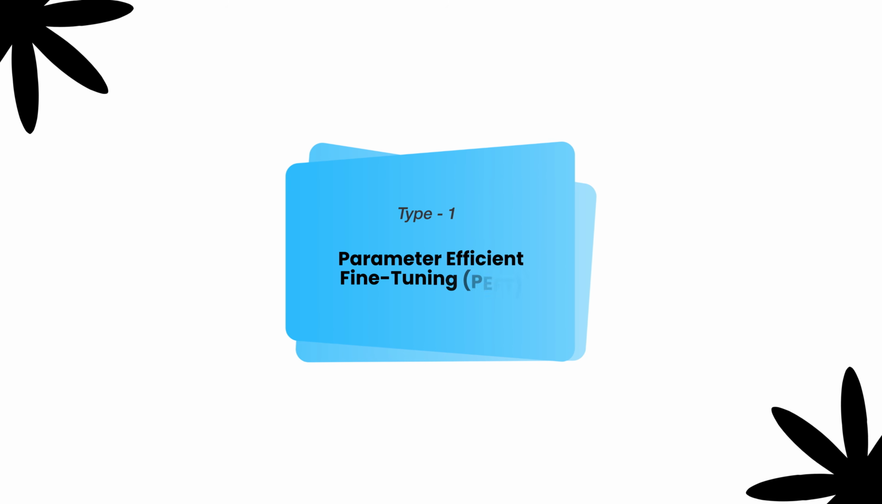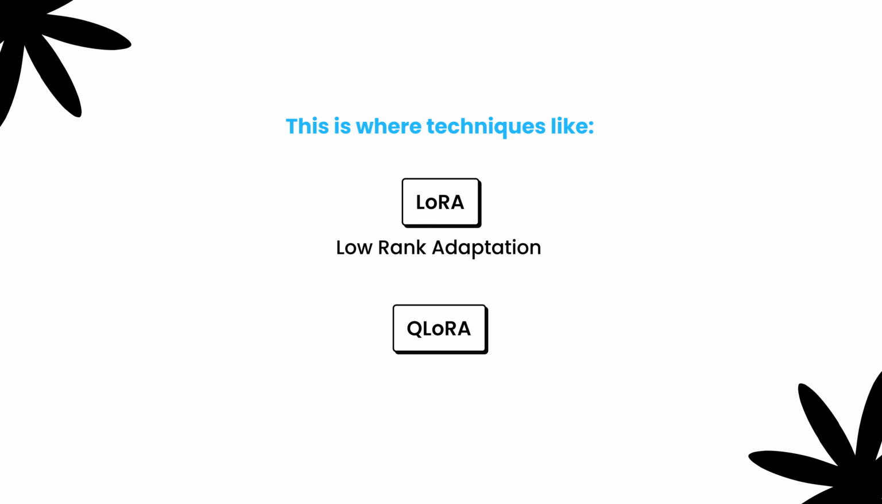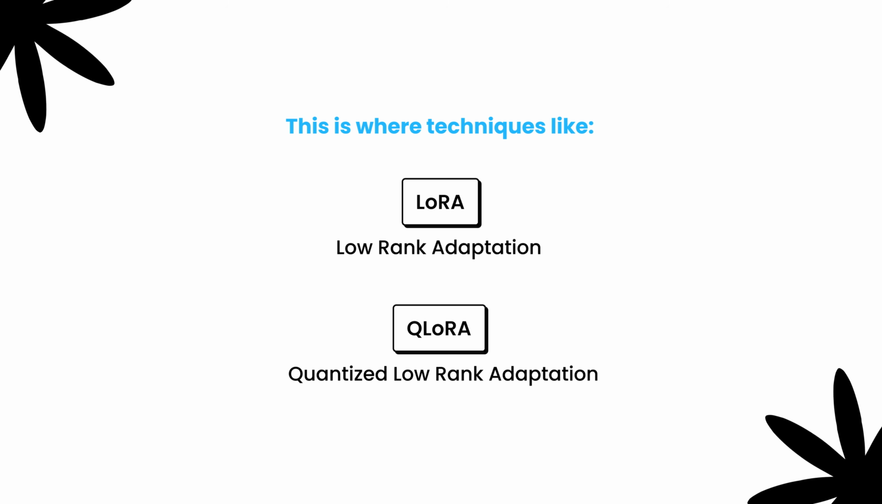Alright, now let's get into the actual types of fine-tuning because this is where most people get confused. The first big bucket is parameter efficient fine-tuning, or PEFT. This is where techniques like LoRA, or low rank adaptation, or QLoRA, which is quantized low rank adaptation, live. The idea behind PEFT is simple. Do I really need to update every single parameter in a 70 billion parameter model just to make it better at my task? The answer is usually no.